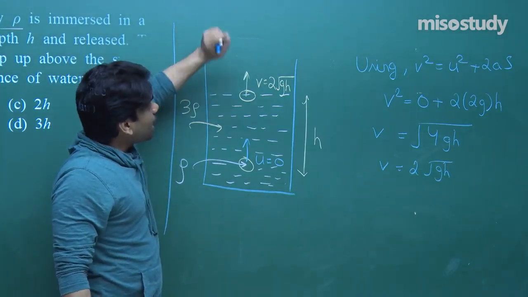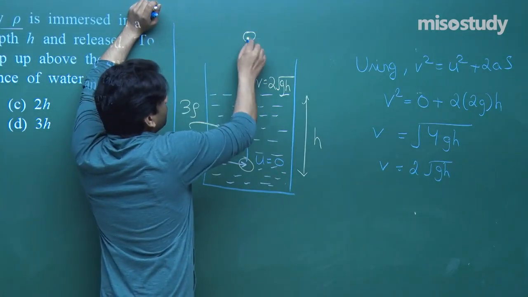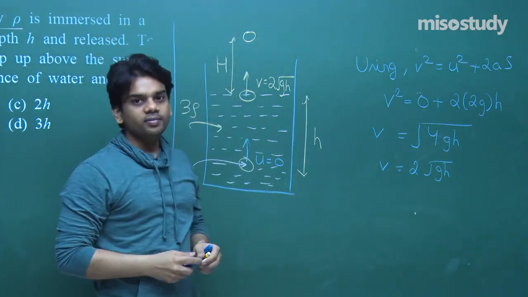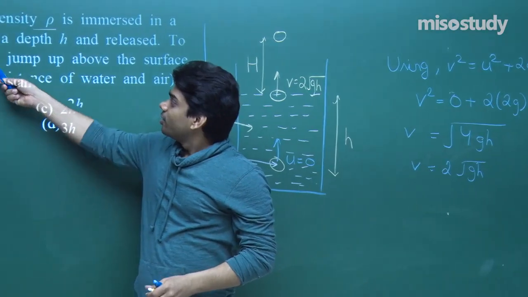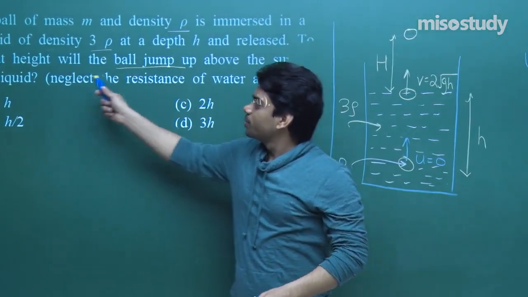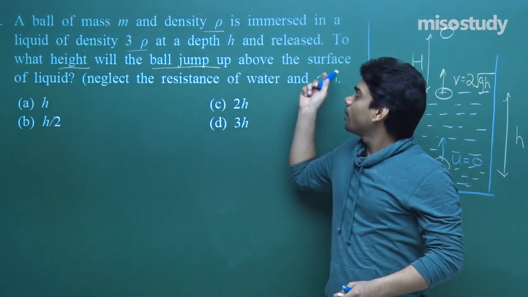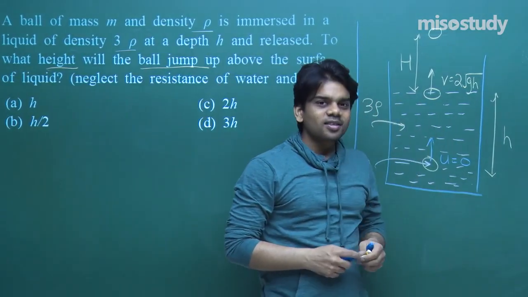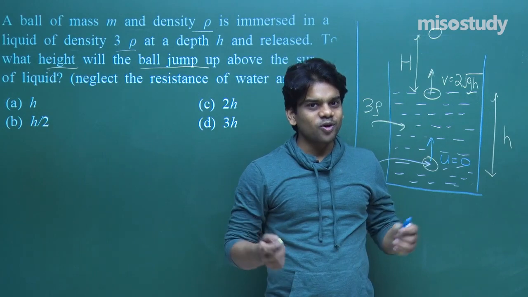The maximum height that it reaches above the surface, we need to find out this. Let's say this is capital H. This is the thing that's required. What height will the ball jump up above the surface of the liquid? We need to find out this. Initial velocity is given as this. Now I believe that you can use the formula.